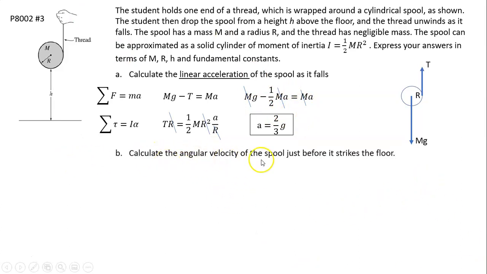Part B, calculate the angular velocity of the spool just before it strikes the floor. So when it comes down, what is the angular speed, the rotational speed? There are a couple of ways to do it. You can use conservation of energy. Over here, your energy is mgh. Over here, you have kinetic energy, which is 1/2 mv squared plus 1/2 I omega squared. And we know v equals r times omega. So you can do it that way. That's probably easier. But I did it this way.